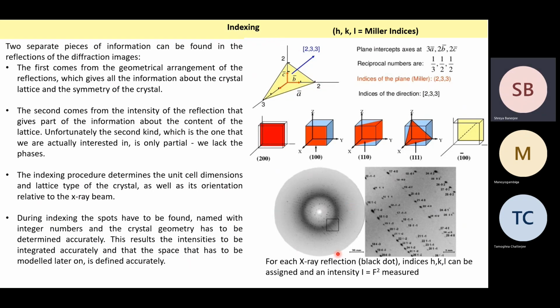So basically, this is a diffraction pattern, and this is showing an enlarged portion of that pattern. During indexing, you have to find each spot and name them with integer numbers of the Miller index. And from that, you can find the crystal geometry. And you can then integrate the intensity to find the distribution of electrons.